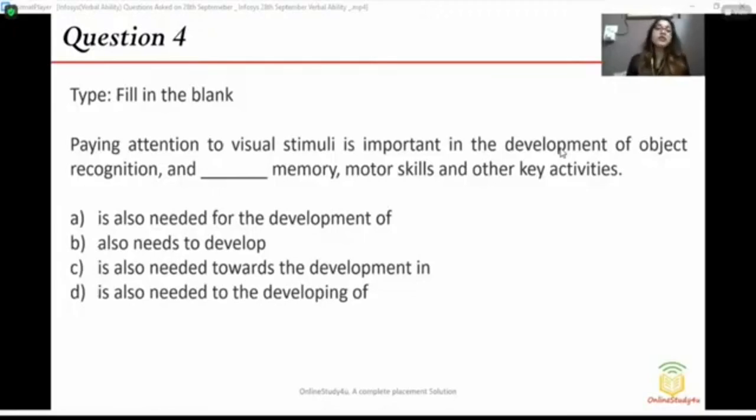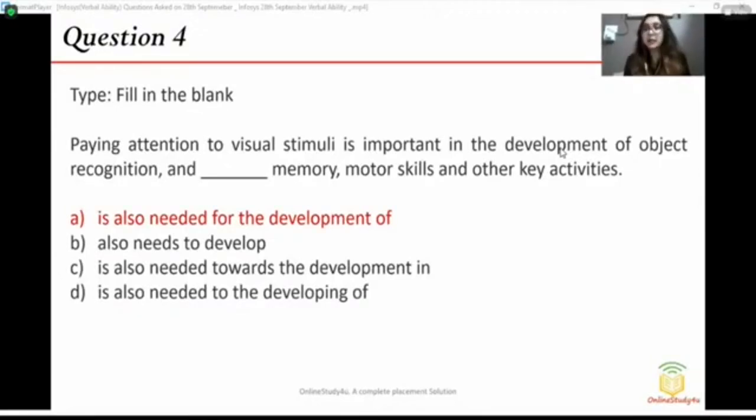the developing of. Now out here, if you see, the game is with the prepositions they've used. So in the first one, it says for the development. Second one, it says needs to develop. Third one says towards the development. And the fourth one says to the developing of. So of course, the correct one is also needed for the development of.